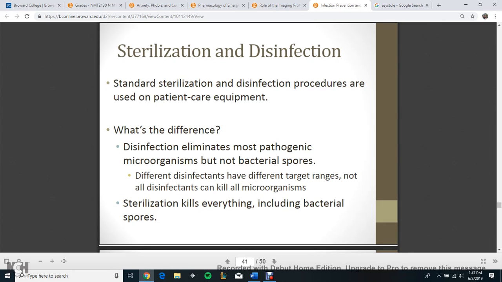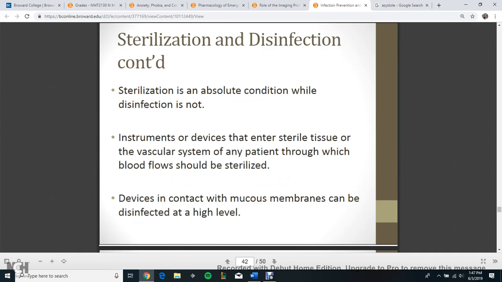Sterilization and disinfection. Standard sterilization and disinfection procedures are used on patient care equipment. What's the difference? Disinfection eliminates most pathogenic microorganisms, but not bacterial spores. Different disinfectants have different target ranges. Not all disinfectants can kill all microorganisms. Sterilization kills everything, including bacterial spores. Sterilization is an absolute condition while disinfection is not.